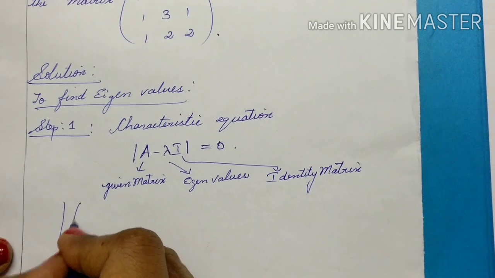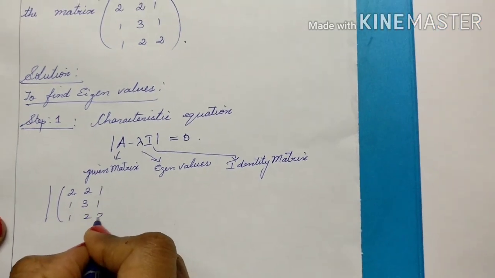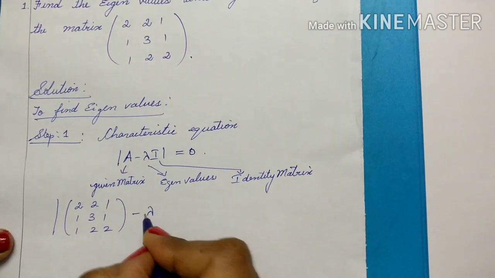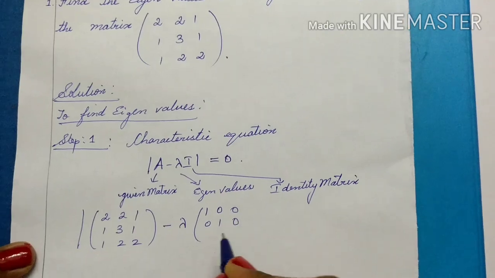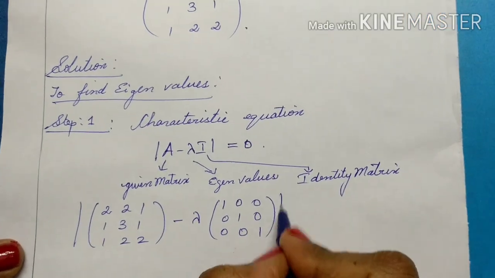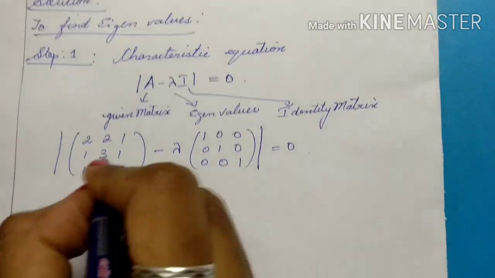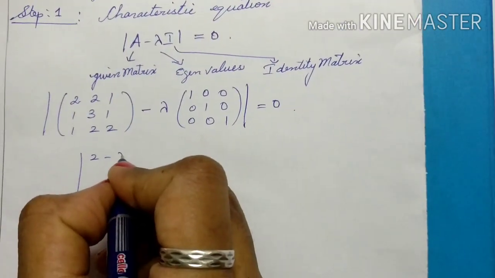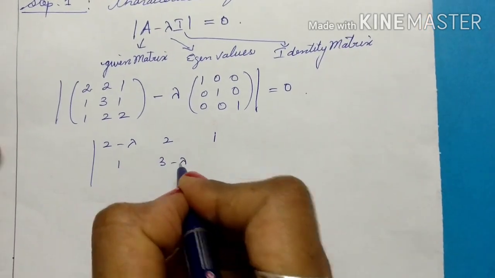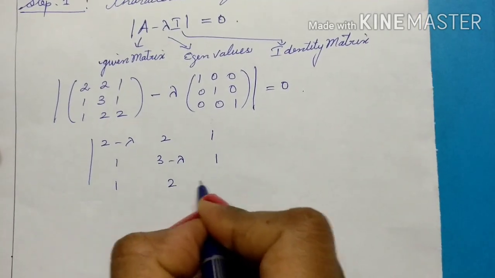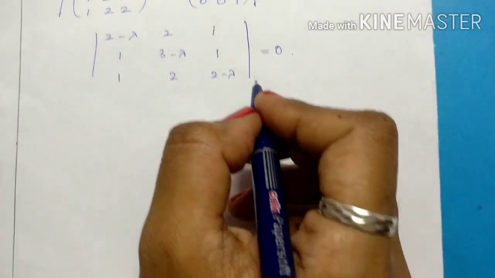Let's do it. The matrix is 2 2 1, 1 3 1, 1 2 2, minus lambda times the identity matrix 1 0 0, 0 1 0, 0 0 1, which is equal to 0. When we expand this, we get 2 minus lambda, 2, 1; 1, 3 minus lambda, 1; 1, 2, 2 minus lambda, is equal to 0.